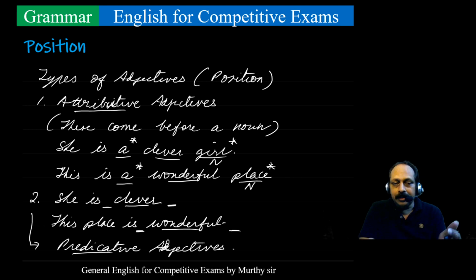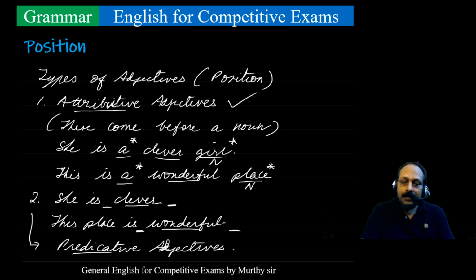But generally speaking, this is the usual pattern. What is the usual pattern? Attributive. That means what? An adjective comes before a noun. Clever girl, wonderful place, intelligent boy, diligent employee. But rarely we use this pattern. This is also in usage. This place is wonderful. She is clever. He is diligent. In these examples also, the word clever, diligent, wonderful, these are adjectives.